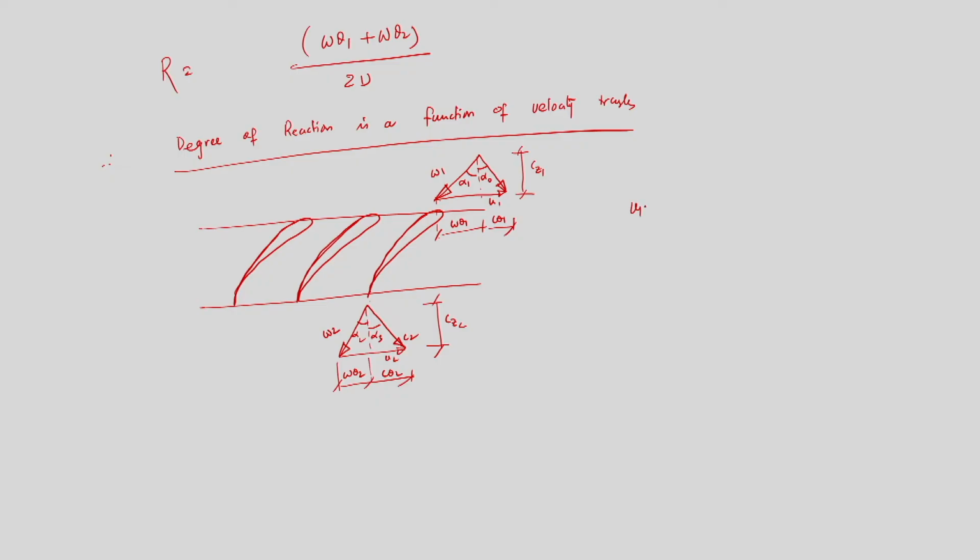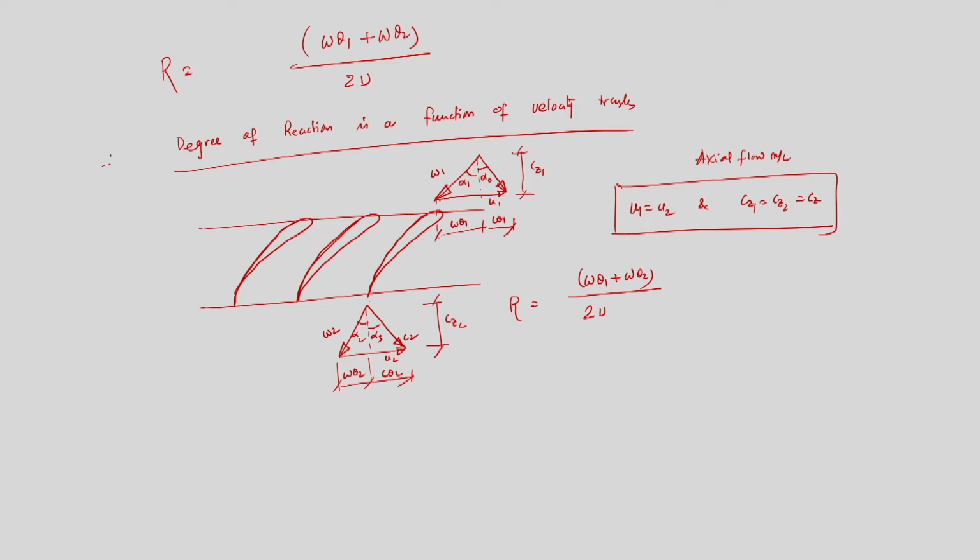Now, if I talk about an axial flow machine, U1 is equal to U2 and CZ1 is equal to CZ2 is equal to CZ. So, we are talking about axial flow machines. Now, the degree of reaction R is equal to, we have seen, W theta 1 plus W theta 2 by twice U.